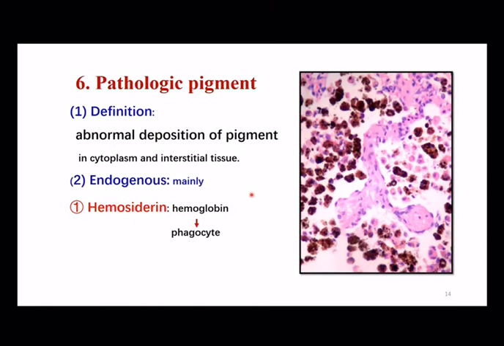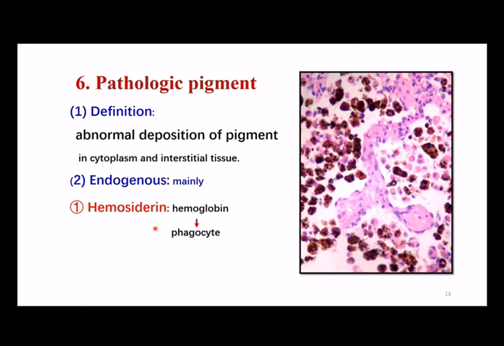The 6th type of degeneration is pathologic pigment. It's abnormal deposition of pigment in cytoplasm and in extracellular space. It may be exogenous or endogenous. Most pigments are endogenous. Firstly, the hemosiderin. It is a hemoglobin-derived granular pigment that is golden yellow-brown and accumulate in the tissues.